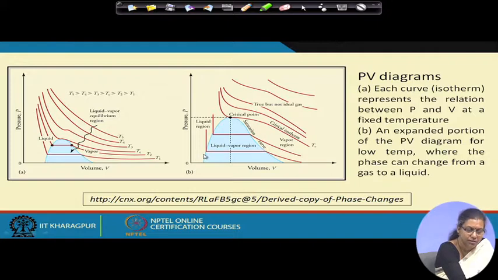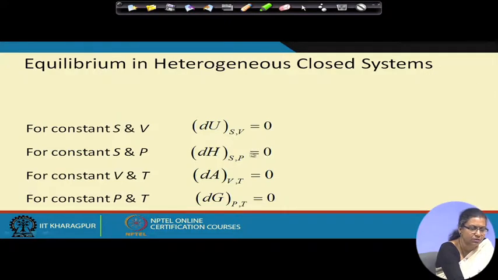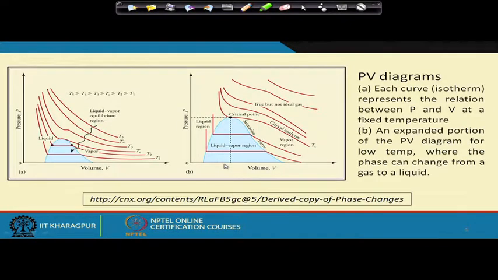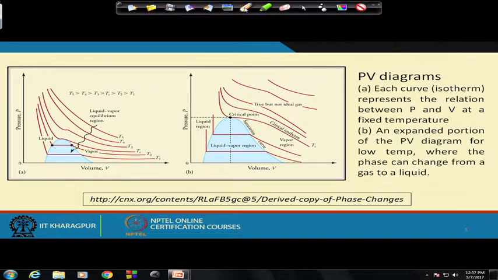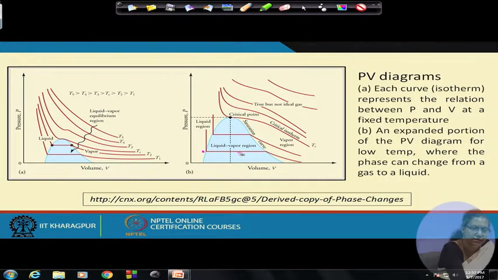When any particular system is within this dome, then it keeps on changing its composition, it keeps on changing its phase from the pure liquid state to the pure vapor phase, and when it is inside the dome, we find that depending upon its location, it has different proportions of the liquid and vapor.